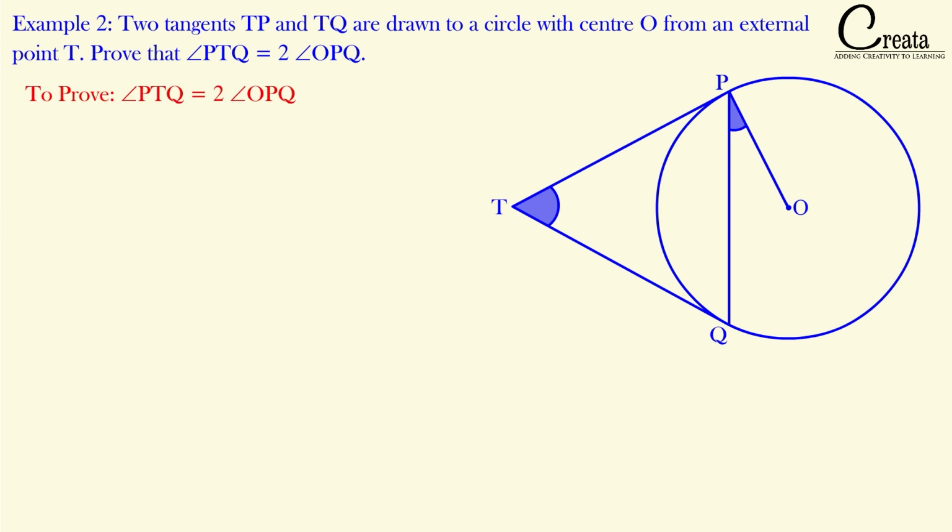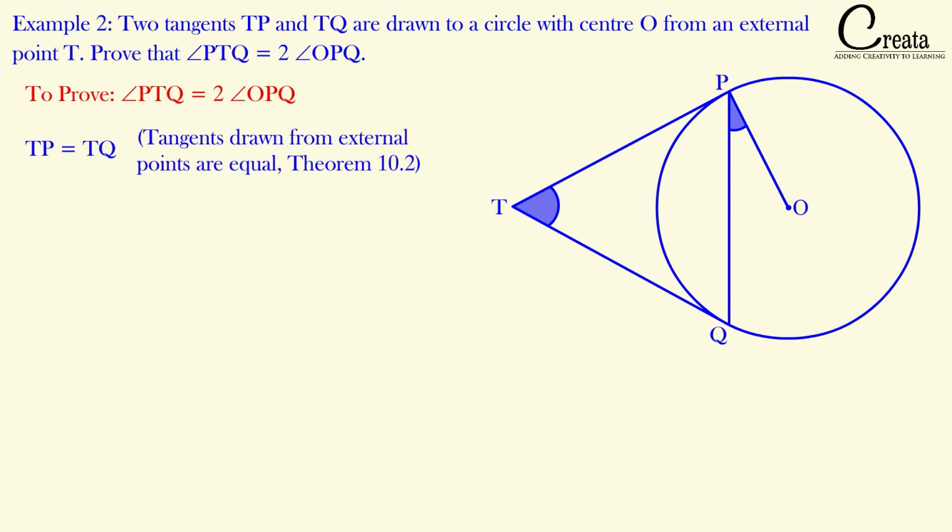Before proceeding with the question, let's understand some basic concepts that will be used in this question and which you should know to solve similar type of questions. Whenever we are having an external point and two tangents from an external point to a circle, those two tangents will be equal to each other. The theorem 10.2 we have done. It means TP and TQ will be equal to each other. These are the two tangents to a common circle from an external point. So these two tangents will be equal to each other. This is one of the concepts.